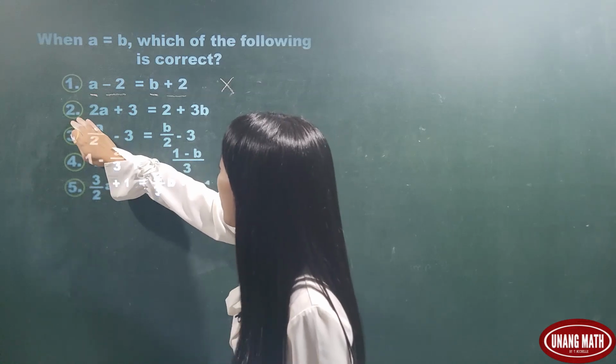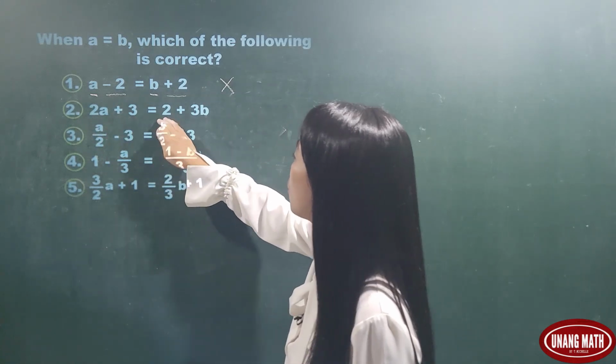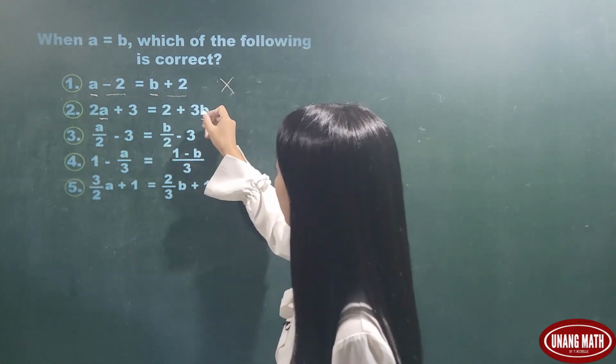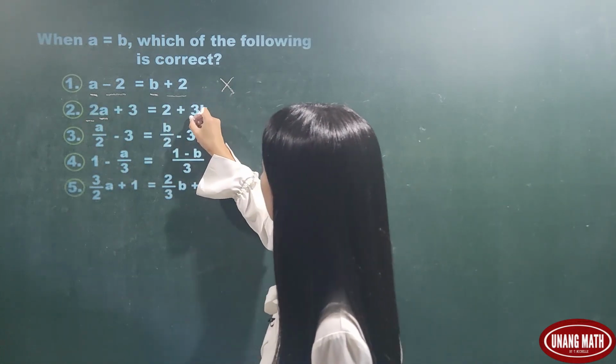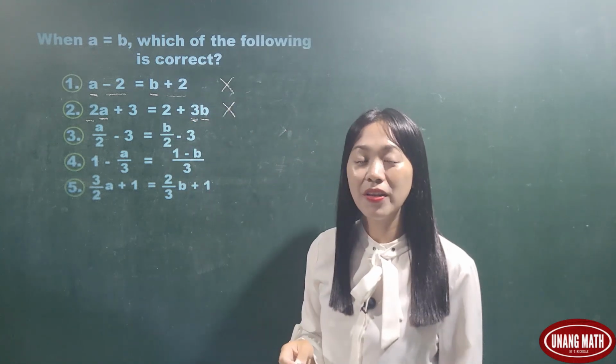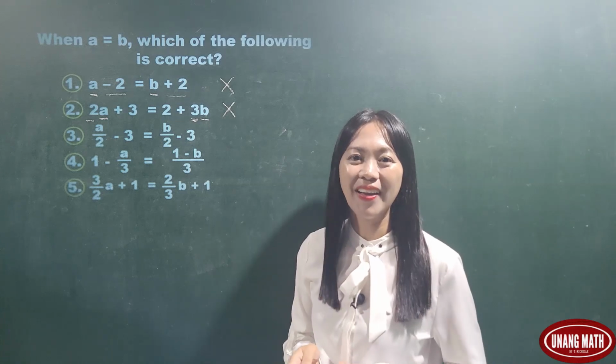How about the second equation? 2A plus 3 is equal to 2 plus 3B. Okay, A is equal to B. This is 2, but this is 3. So that means this second equation is also not correct.